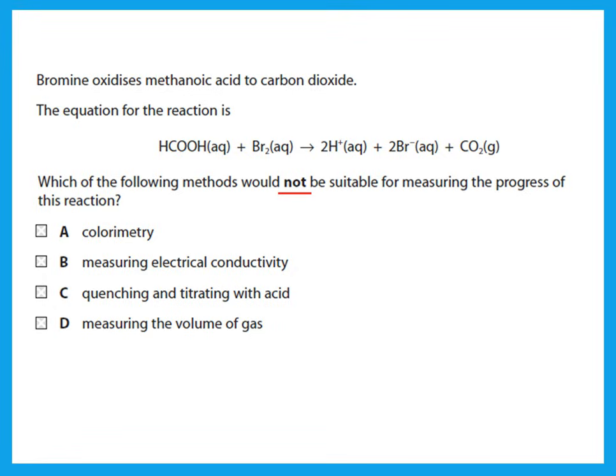Quenching and titrating with acid, well, quenching is okay, but I have to titrate with a base, because I'm forming acid. So I can't titrate with an acid, I have to titrate with a base. So this is the one that is not suitable. Measuring the volume of a gas, yes, of course, because it is forming carbon dioxide gas. So I can measure the volume of gas per minute to measure the rate.